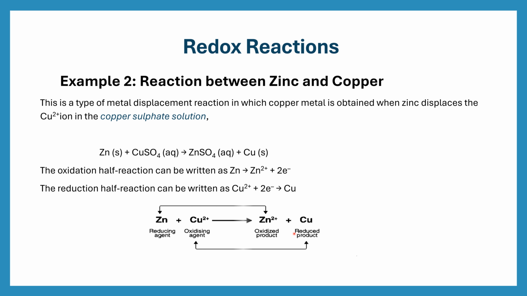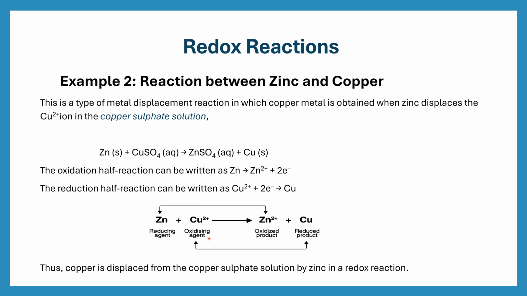So here we can see the overall reaction. Zn loses 2 electrons and it is the oxidized product. Copper 2+ ions accept these 2 electrons and are the reduced product. As we have seen, zinc has reduced the copper, so it is the reducing agent, and copper has oxidized zinc, so it is the oxidizing agent. Thus, copper is displaced from the copper sulfate solution by zinc in a redox reaction. This reaction clearly demonstrates how oxidation and reduction occur simultaneously.